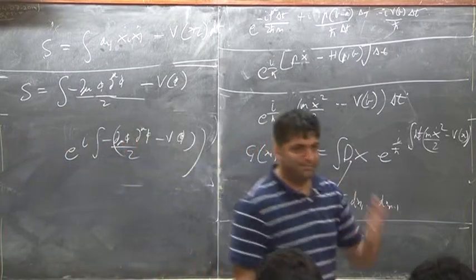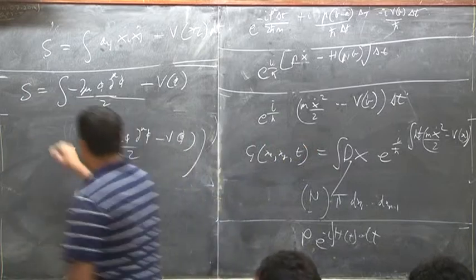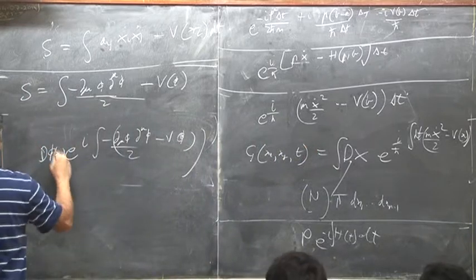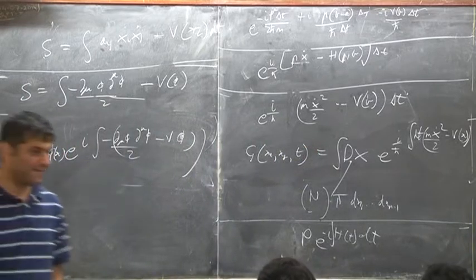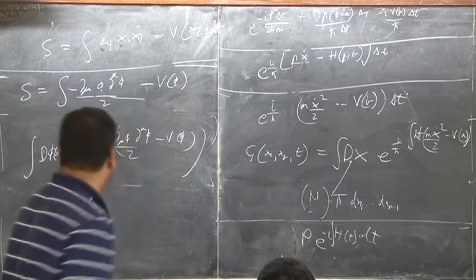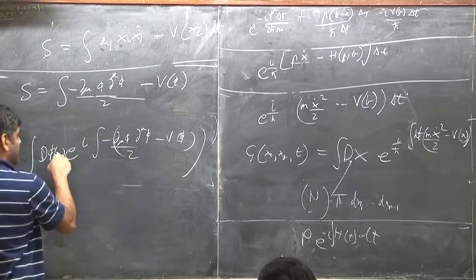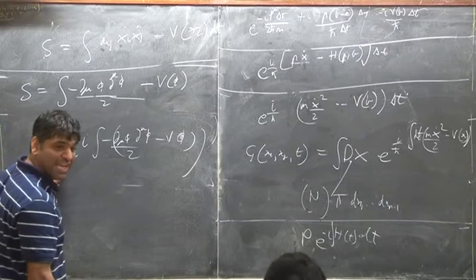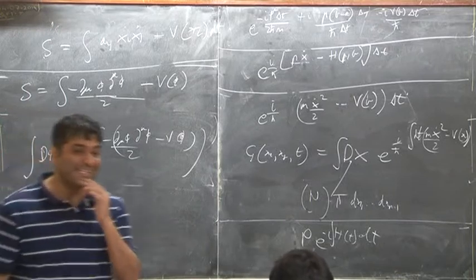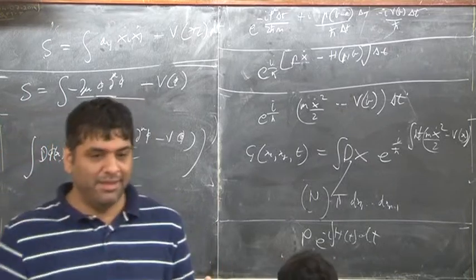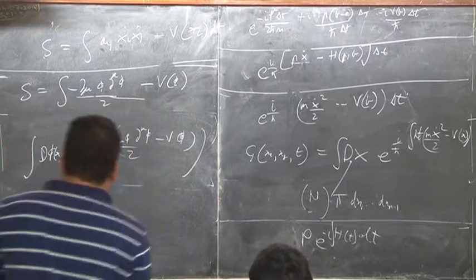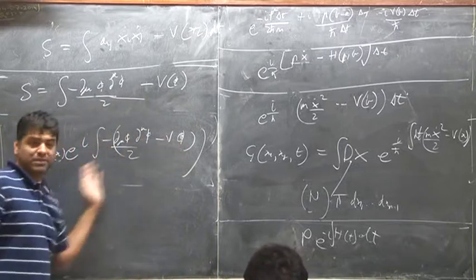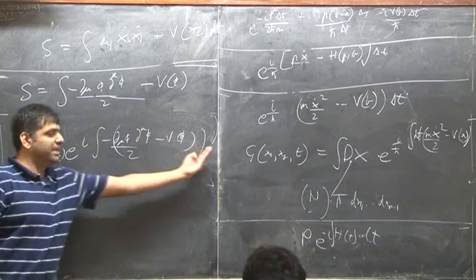Now let's be a bit careful. D phi of x. Okay? This x is position and time. Okay? So, what do we mean by this? What do we mean by all these quantities? This quantity is pretty clear. It's the action.